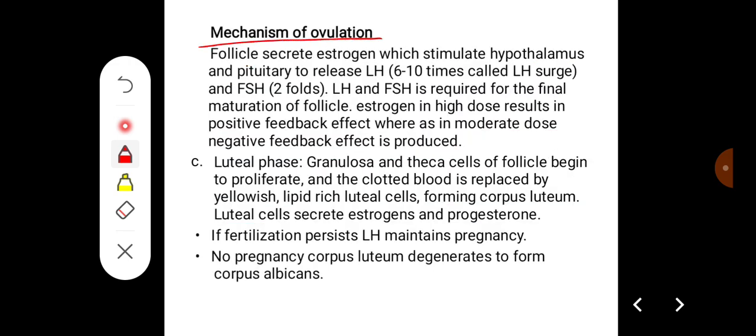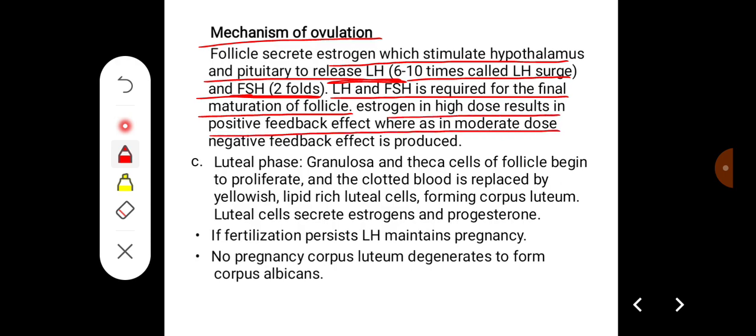Mechanism of ovulation. The follicle secretes estrogen which stimulates the hypothalamus and pituitary to release LH, by 6 to 10 times, and it is called the LH surge, and FSH by two folds. LH and FSH are required for the final maturation of the follicle. Estrogen in high dose results in a positive feedback effect, whereas in moderate dose a negative feedback effect is produced.